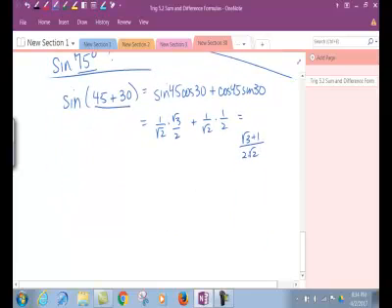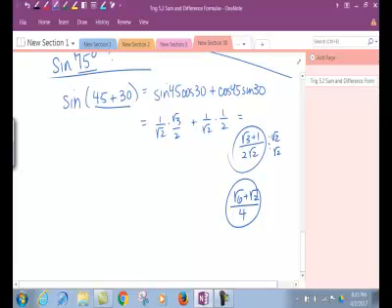And then in the back of the book it probably won't look like this. They're going to rationalize the denominator. So we'll see root 6 plus root 2 over 4. And just know that these are equivalent fractions. Right? This one has no square root in the denominator, this one does. Either would be acceptable on a test.